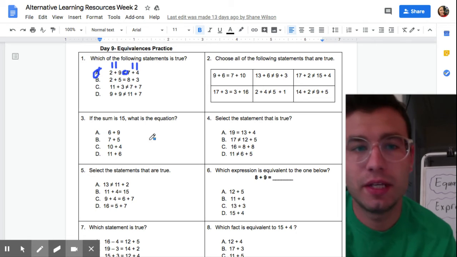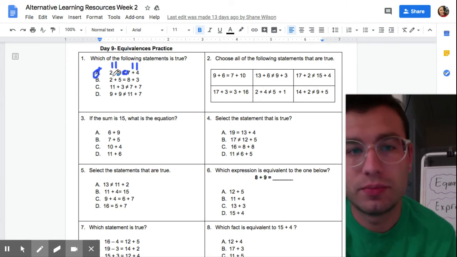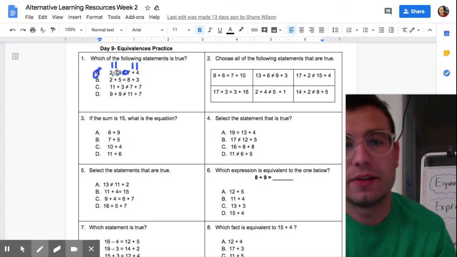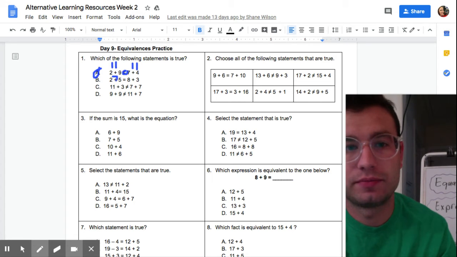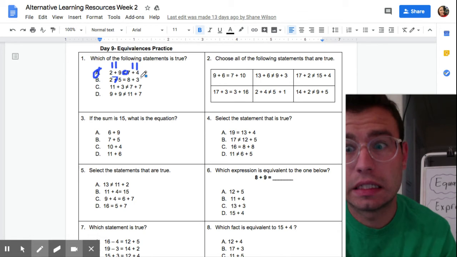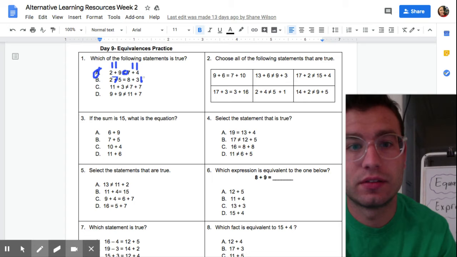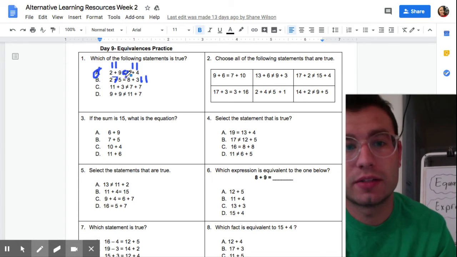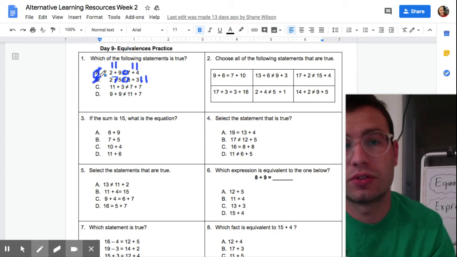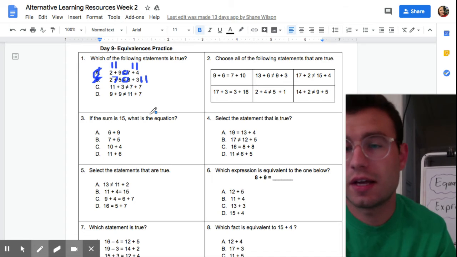Then I go to B. 2 plus 5 is equal to 8 plus 3. I know this is going to get a little bit sloppy here. I know 2 plus 5 is 7, and 8 plus 3 is not 7. That's also 11, just like 7 plus 4. So then I go back to my symbol. It says equal. Is 7 equal to 11? No. So that is false, so I cross it off. So that's how I go through these.